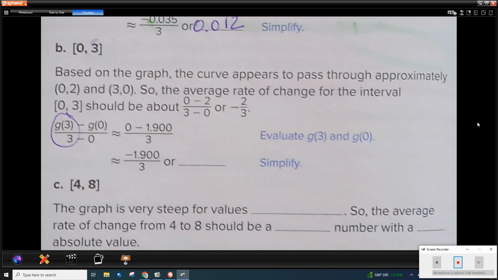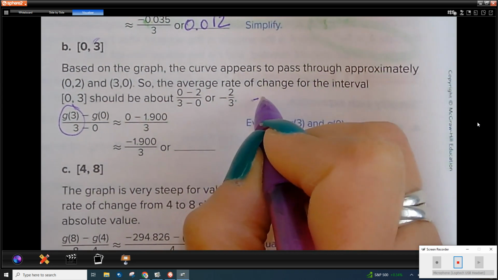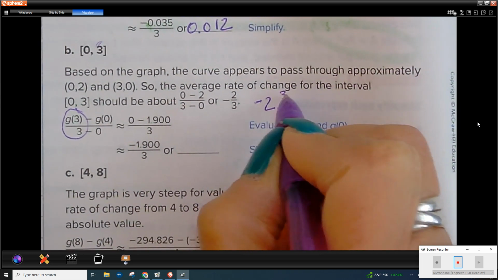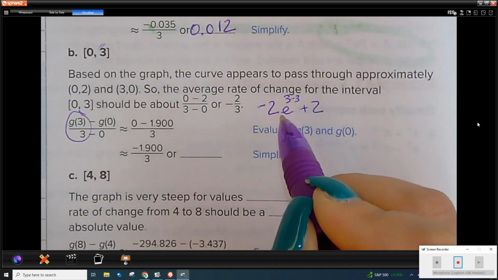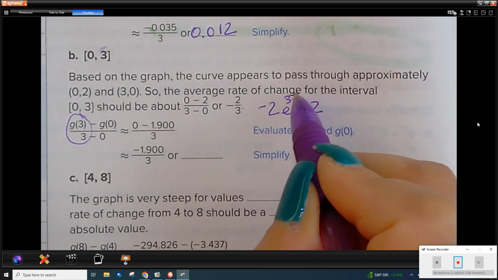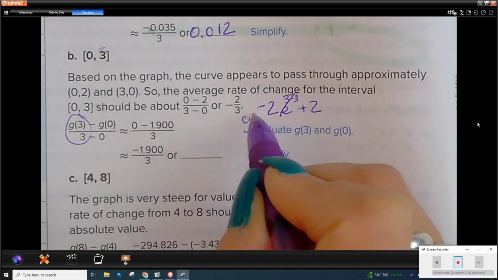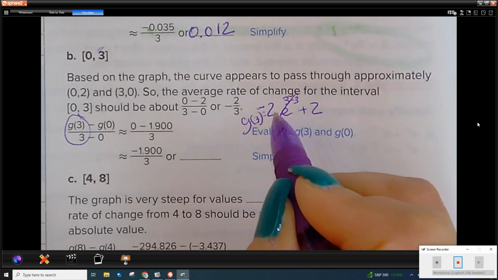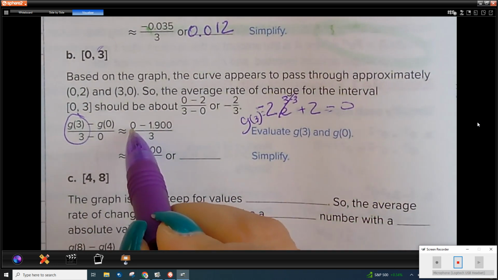I'm going to write over here, g of 3 is negative 2e to the 3 minus 3, that's where x is, plus 2. 3 minus 3 is 0. E to the 0 is 1. Negative 2 times 1 is negative 2, so this is g of 3. 2 minus 2, so g of 3 is 0. That's how they got that.